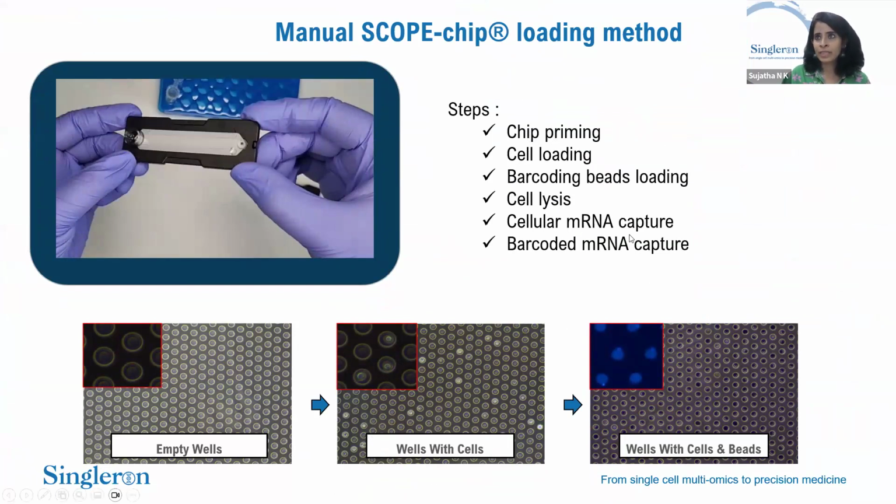So all of these steps mentioned here can manually be done. At every step, you can also put it under a microscope to check. The first is what the empty chip would look like with empty wells. Once you add the cells, you will notice about 10 to 15% coverage of cells. And finally, you add the beads to make sure all the different wells are covered. And once the lysis is carried out, you can pull all of it out with the magnet, as you just saw in the video.